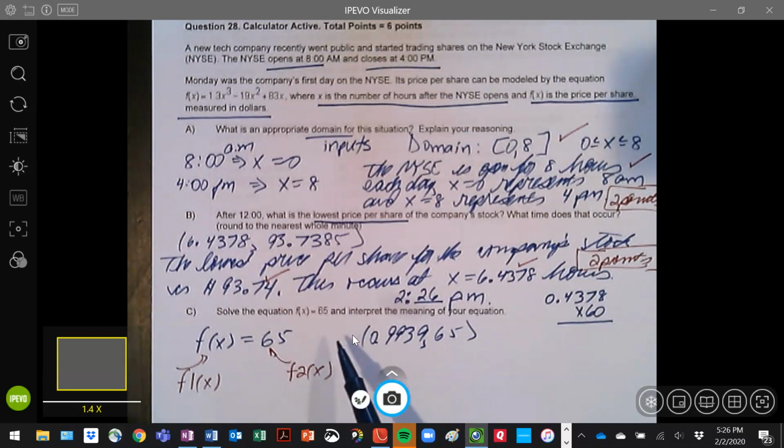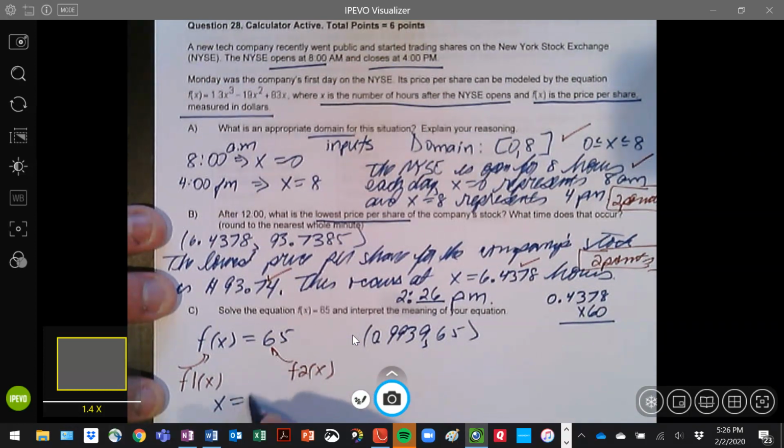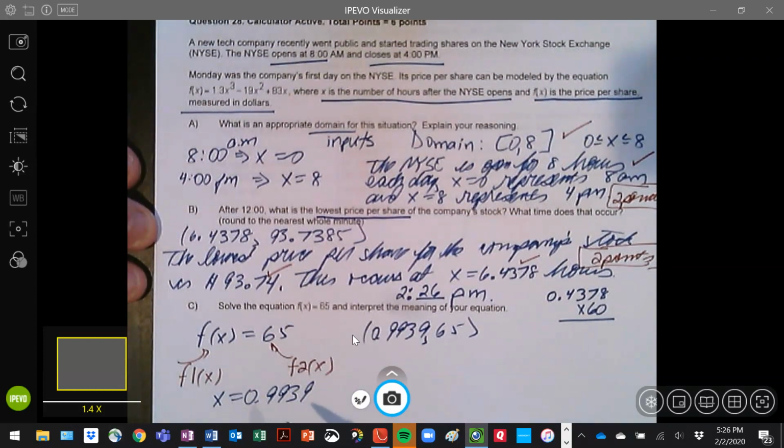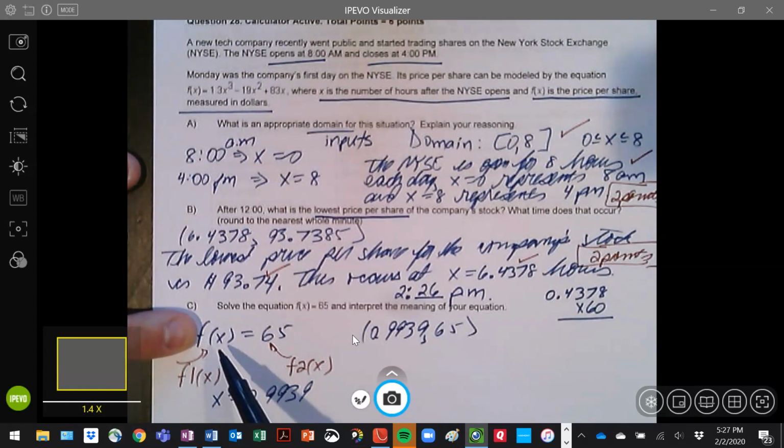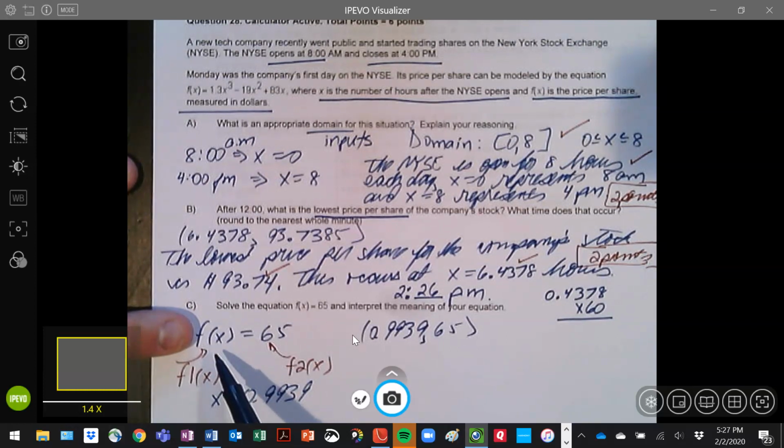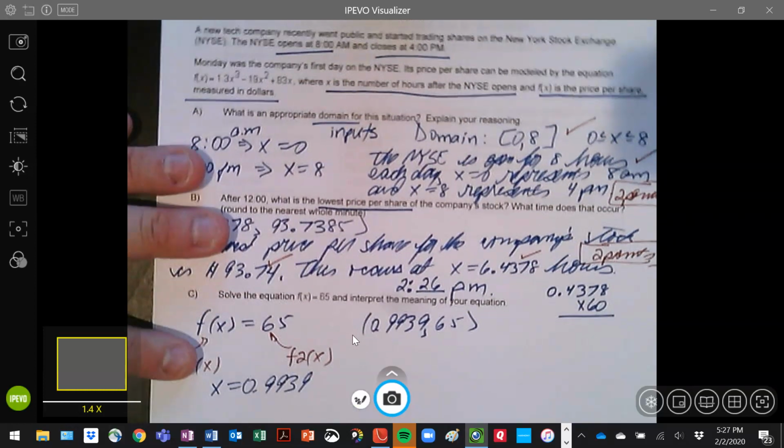Solve the equation f of x equals 65. Well, the solution is x equals 0.9939. You can round that to 0.994 if you'd like to. And then you have to explain what this means. Well, f of x represents the price per share. I want to know when the price per share is equal to $65.